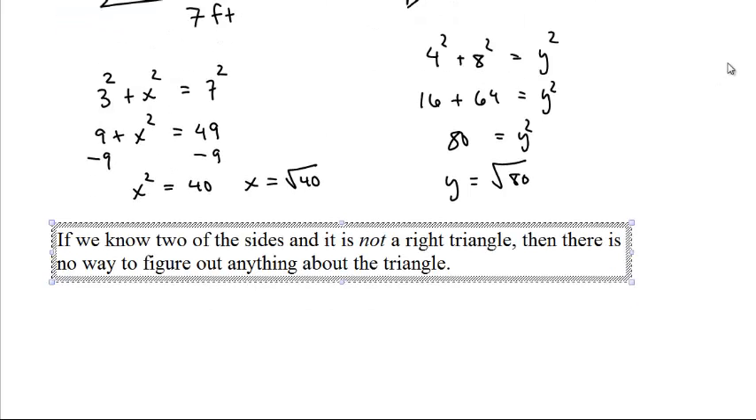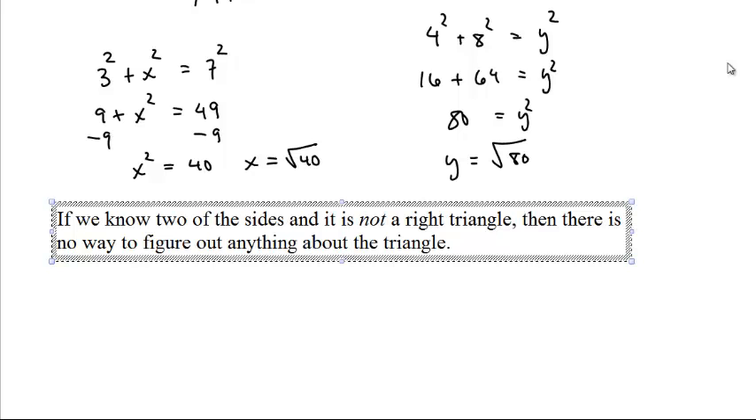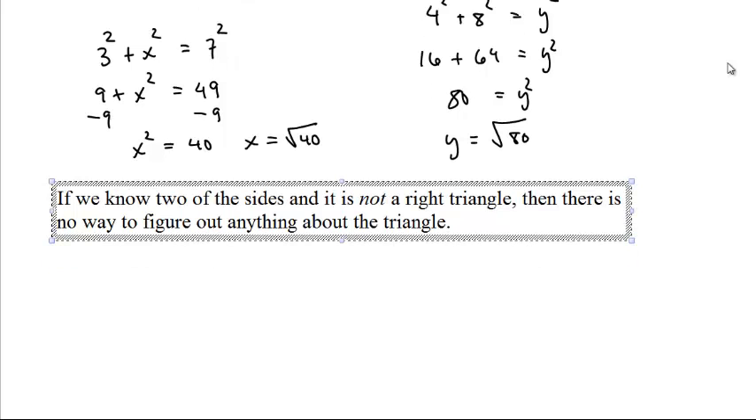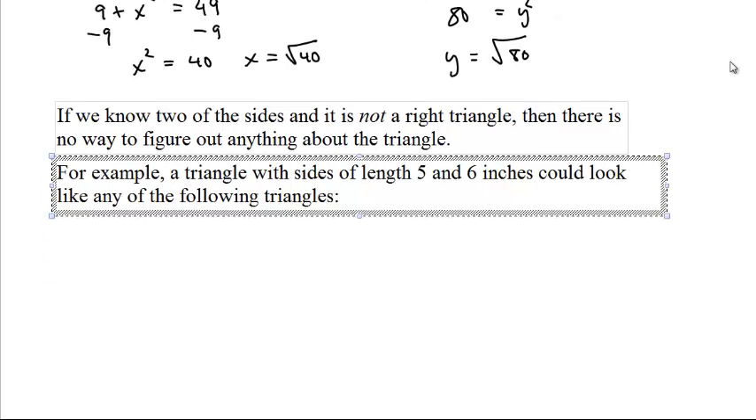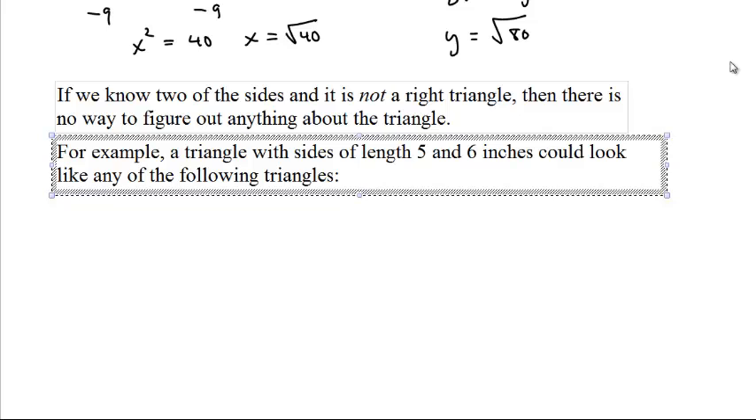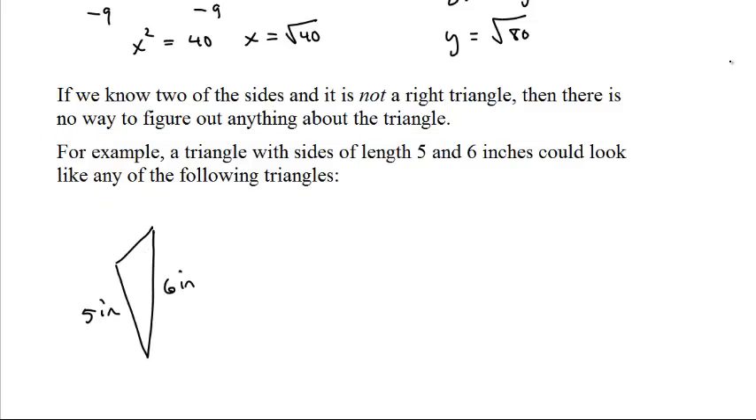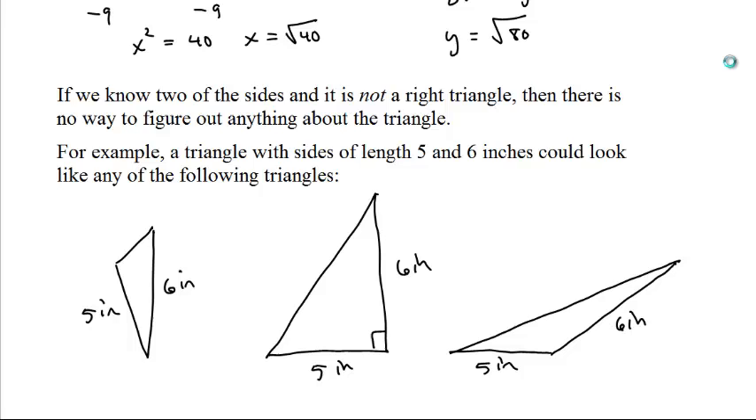If we know two sides and it's not a right triangle, there's no real way to figure out anything about the triangle. For example, if we have a triangle with sides of lengths 5 and 6 inches, it could look like any one of the following. The angle between the 5 and the 6 could be a small angle, less than 90 degrees. It could be something like that triangle. Maybe it is 90 degrees, bang, or maybe it's even bigger than 90 degrees. In these triangles, the third sides are all completely different.